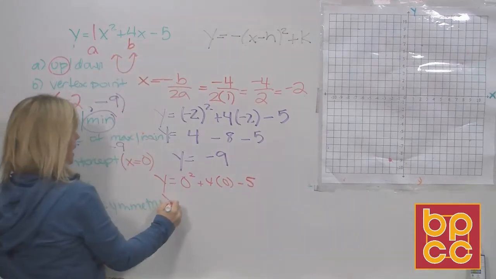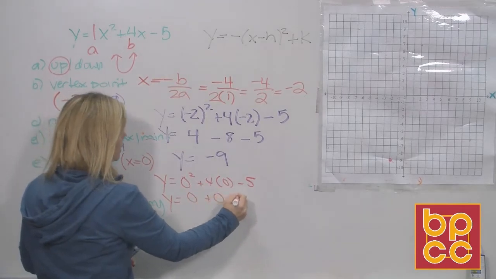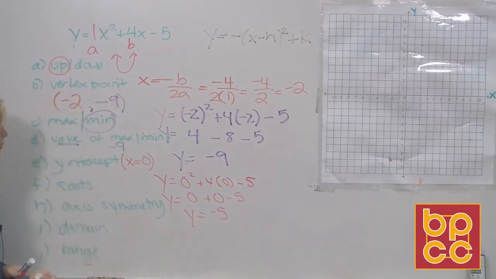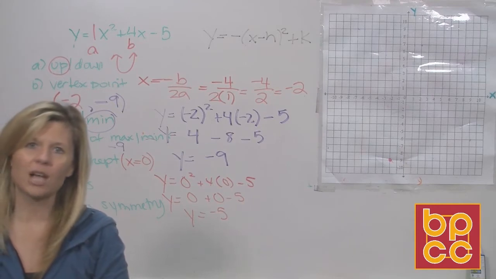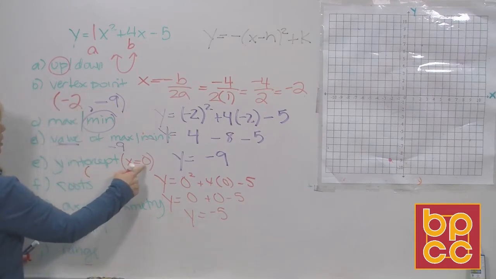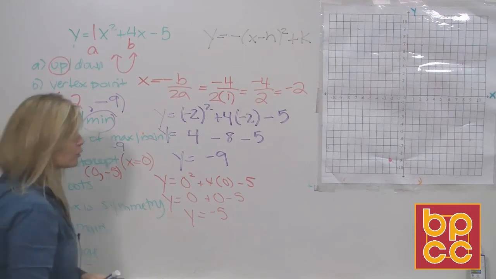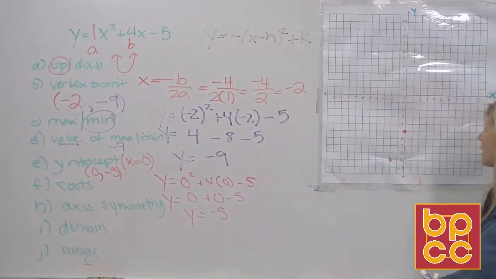Simple arithmetic now. 0 squared is 0. 4 times 0 is 0, minus 5. So we get y equals -5. We've already discussed this with lines, so we're going to discuss it again. When you write a y-intercept, it is a point. A point has to be written with two numbers. The x value was 0, that's what you substituted in, and you got out y is -5. So if you plot that point, 0, -5 is on the y-axis.